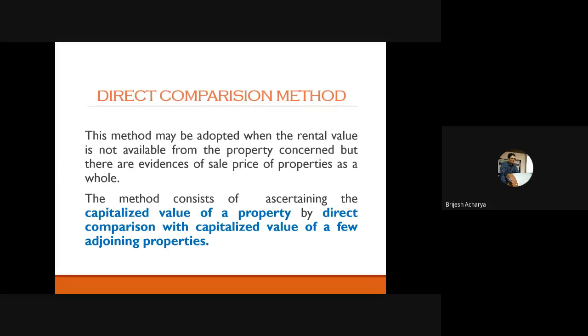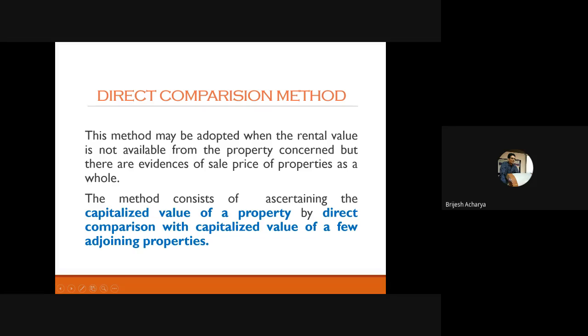Then comes the next method, which is called the direct comparison method. This method may be adopted when the rental value is not available from the property concerned, but there is evidence of sale price of properties as a whole. The method consists of ascertaining the capitalized value of a property by direct comparison with the capitalized value of a few adjoining properties.